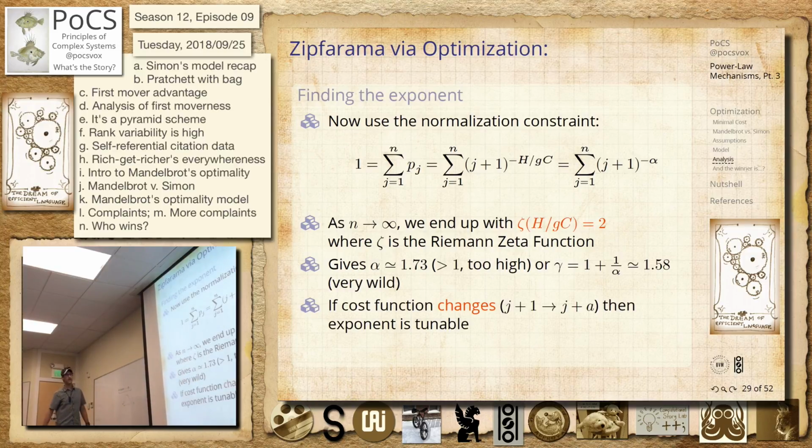And that's Mandelbrot's story. You can play around with this. You can say, well, the cost function we just made up, we can add an a to it. So that's a little game to play and see if you can mess around and tune this exponent some way.